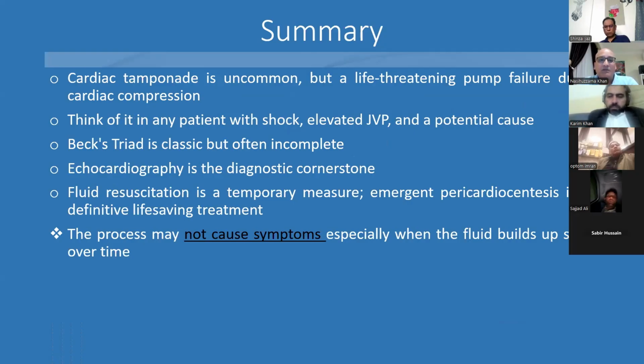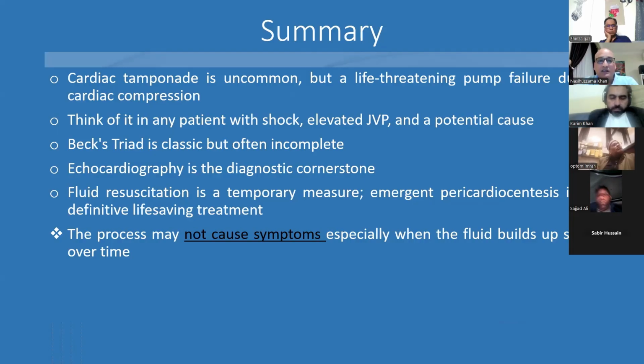Summary. Cardiac tamponade is uncommon but a life-threatening pump failure due to cardiac compression. Think of it in any patient with shock, elevated jugular vein pressure, and a potential cause. Beck's triad, as I mentioned in previous slides, is classical but often incomplete. Echocardiography is the diagnostic cornerstone, a very reliable and very important tool to diagnose pericardial fluid effusion.